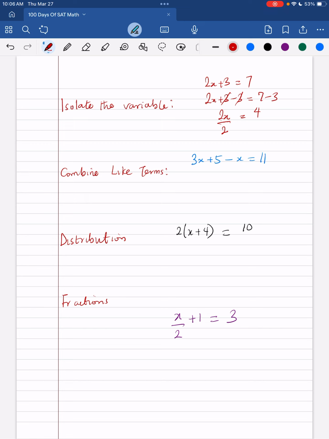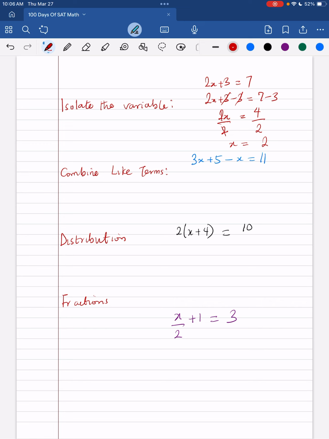So you use subtraction to undo addition. You use division to undo multiplication. And remember, what you do on one side, you must do on the other side. So therefore, this will also be divided by 2. Now, this cancels this, and you have x equals 2. That is isolating the variable, making the variable by itself on one side of the equation.